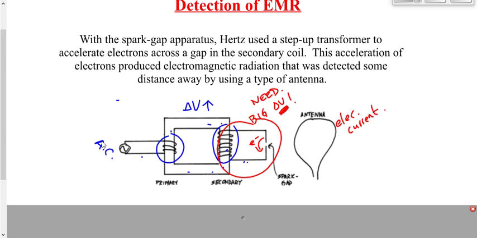He flips on the switch, guess what? He detects a current. So sure enough, he has, in his mind, verified Maxwell's theory by detecting EMR. The only thing that could have caused it was the accelerating charge. And the only thing that would have caused the current would have been the changing electric and magnetic fields that make up this EMR.